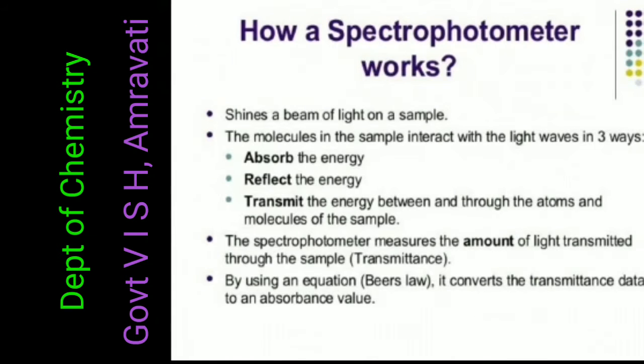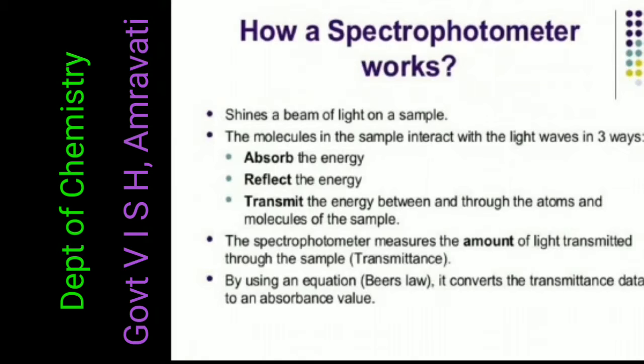Now we'll see how a spectrophotometer works. First of all, it shines a beam of light on a sample. That means when one substance is given, the beam of light passes. After that, the molecules in a sample interact with the light waves in three ways. First, the energy is absorbed, then it is reflected, and then transmitted. So it transmits the energy through the atoms or molecules of the sample.